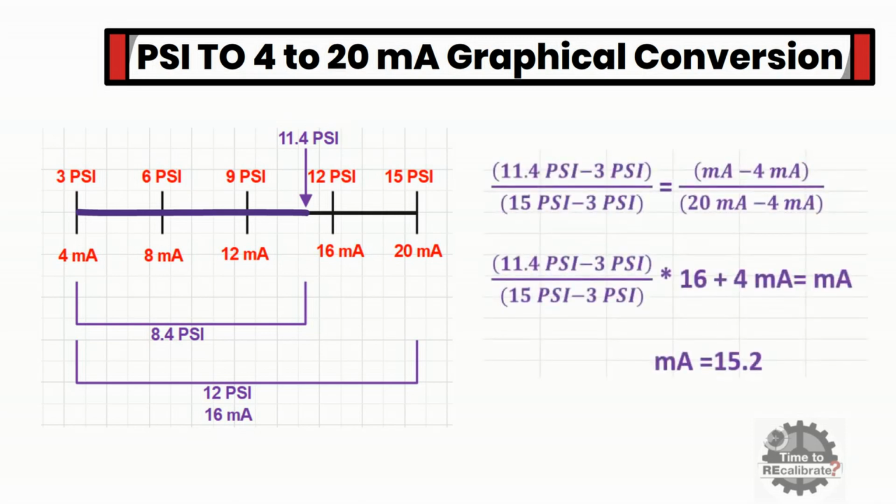So, to convert 11.4 pounds per square inch signal into milliamps, divide 8.4 pounds per square inch by 12 pounds per square inch, and multiply it with 16 milliamperes. And add 0 offset of 4 milliamperes, and do simple math calculation. You will get 15.2 milliamperes. In other words, 11.4 pounds per square inch signal is equivalent to 15.2 milliampere signal.